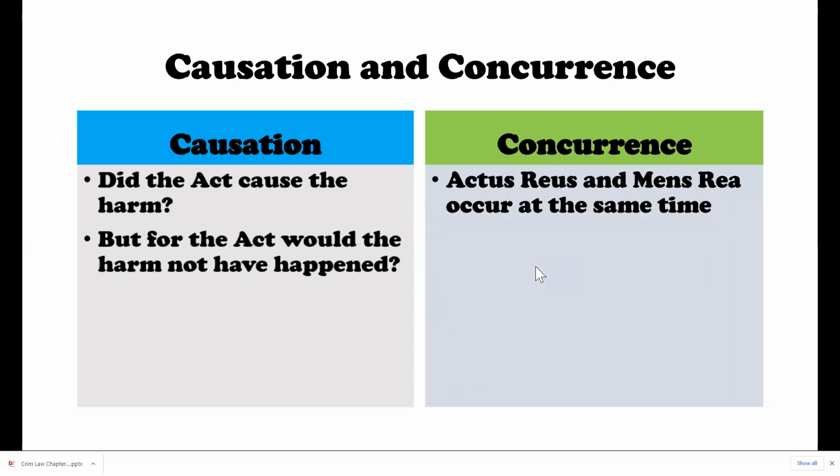And concurrence is actually very easy. It just means that the actus reus and the mens rea must happen at the same time. When a person does the act, they must do so with the right mens rea that's required for that crime at the same time. You can't do an act and then 5 minutes later attach a mens rea to it if the mens rea didn't happen while the act happened. And that's what concurrence is.